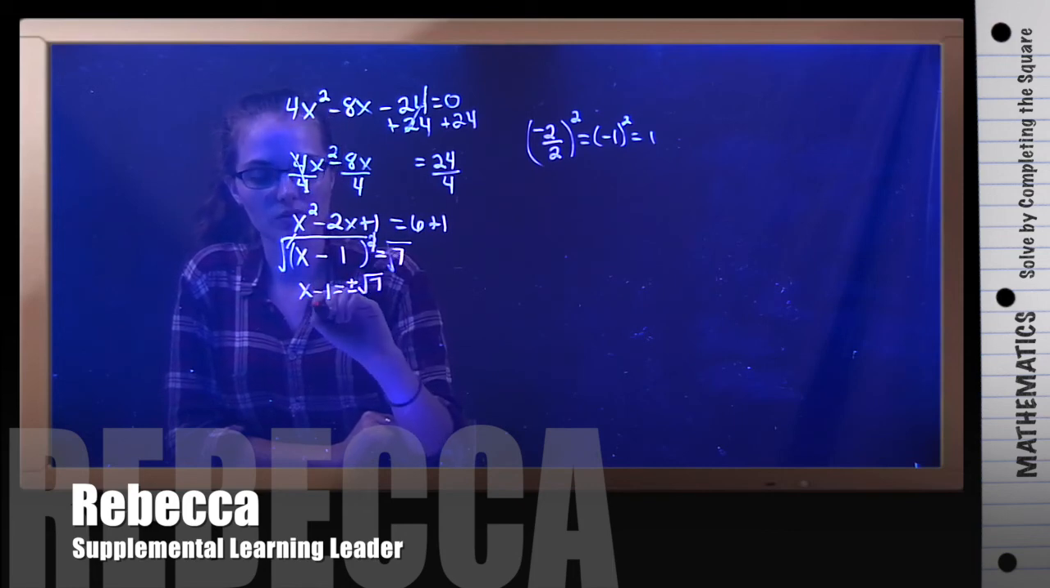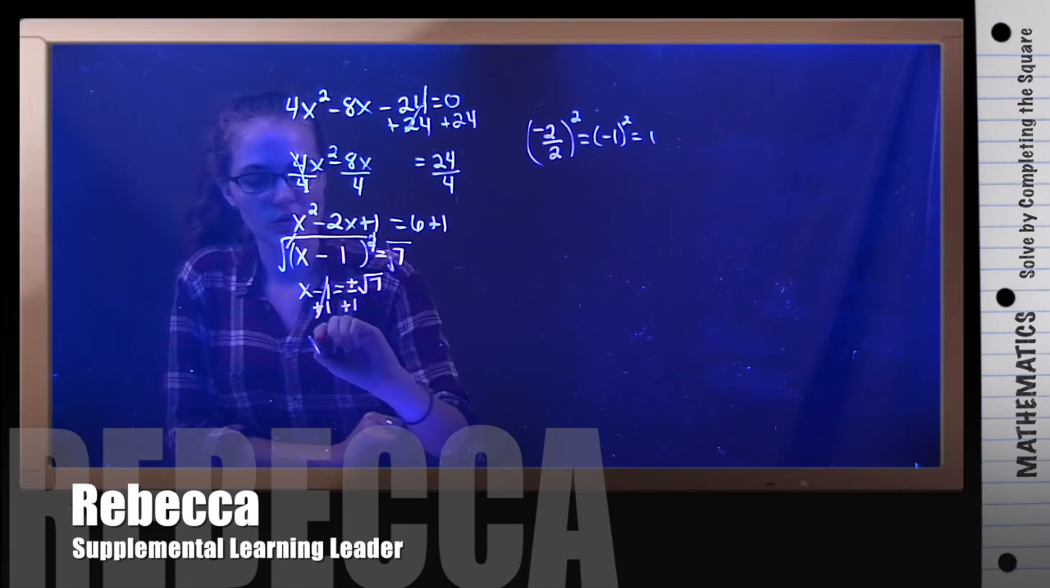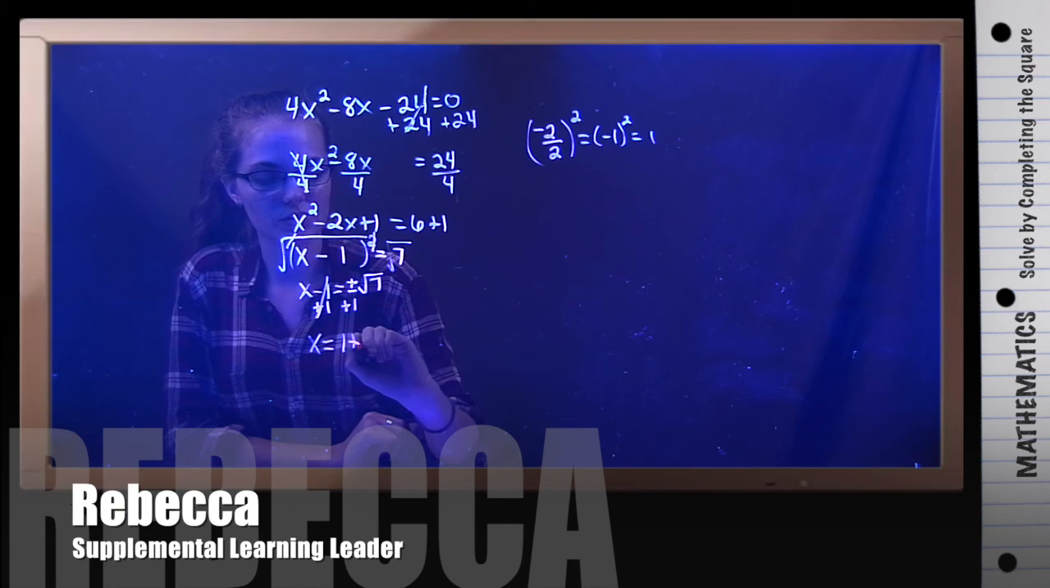Now to isolate x, the only thing left to do is add 1 to both sides, so that we get x equals 1 plus or minus the square root of 7. And that's our final answer.